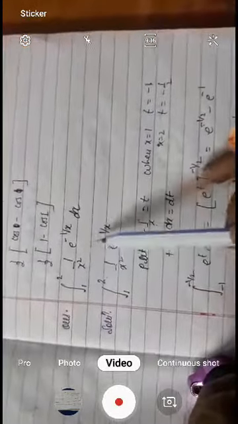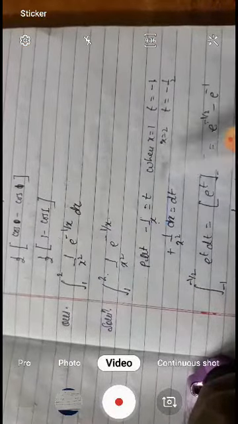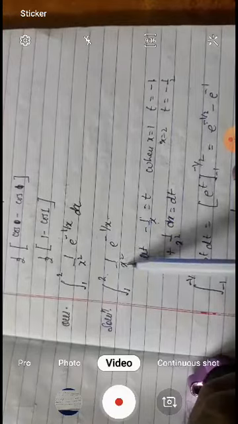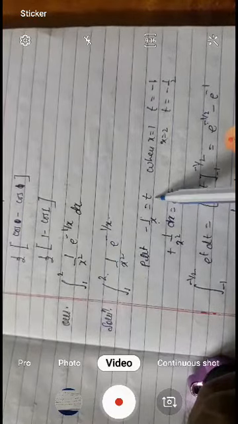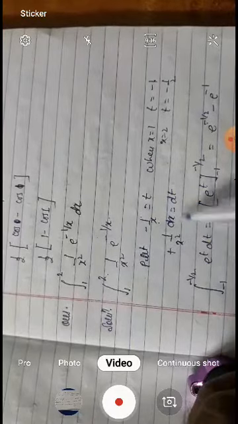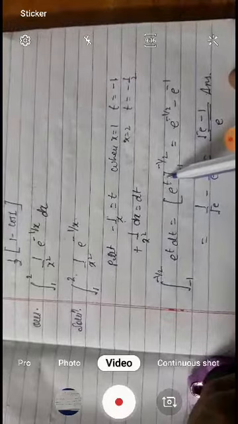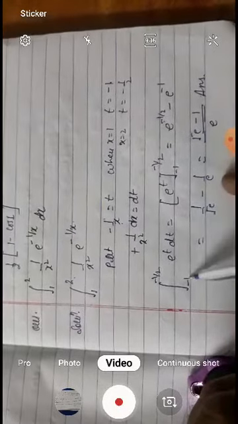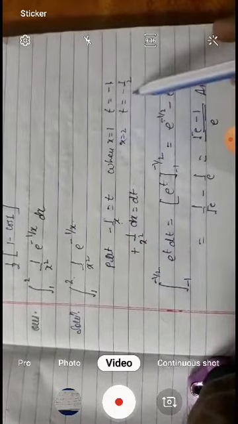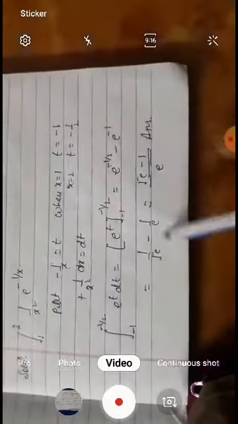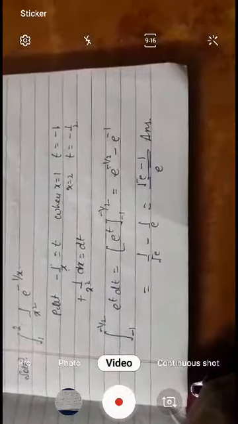This is the procedure. First and second process, we can use. What we have to do, firstly we have to put minus 1 upon x as t, and 1 upon x square dx is dt. Then we have e to the power t, and putting the limits minus 1 and half, because we have to change all the limits, we get the full answer for you. Okay.